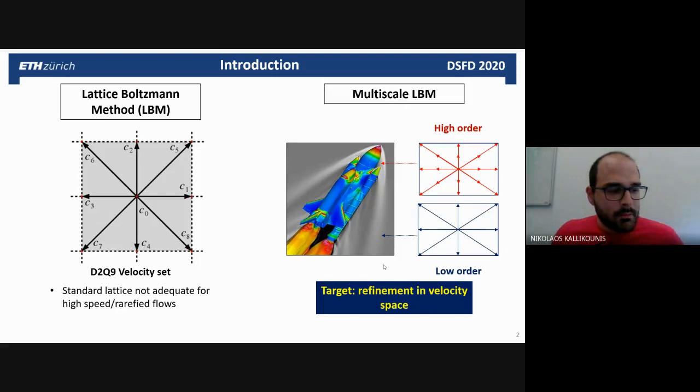In practice, there exist a lot of engineering problems which involve multi-scale flows, and the high-order velocity set is in principle required only in a portion of the whole domain. So motivated by this reason, in this work, we present a consistent approach of using different velocity sets in different parts of the domain. This approach can be thought of as an extension of the spatial grid refinement, which occurs in almost every realistic CFD problem, adding a refinement in the velocity space.